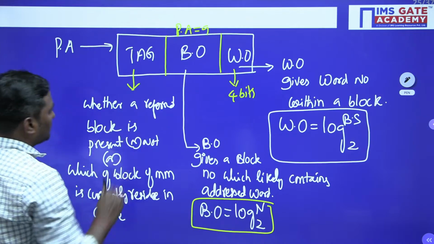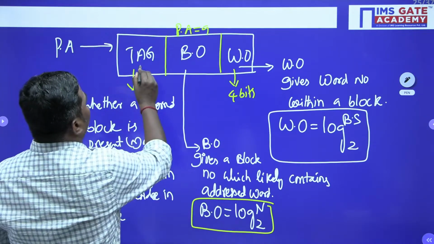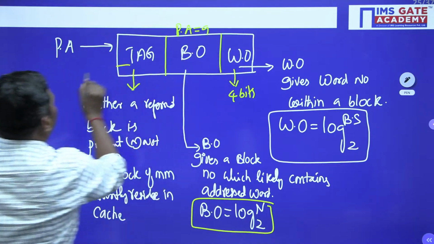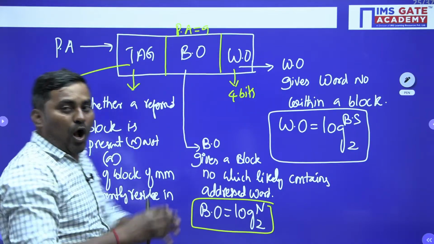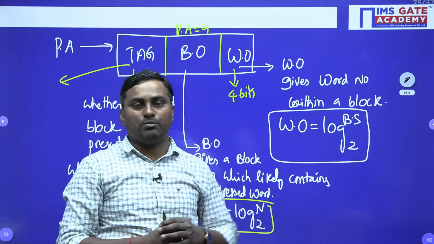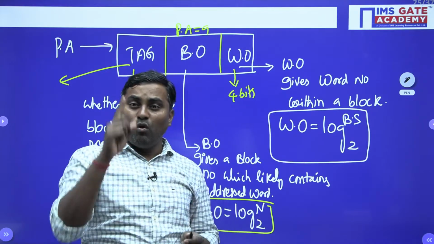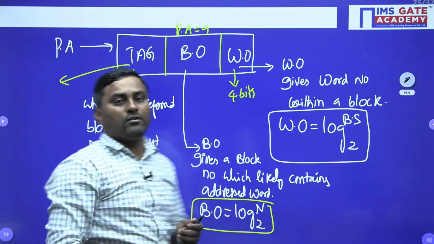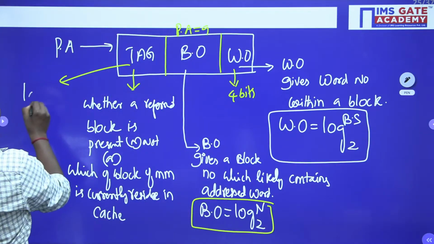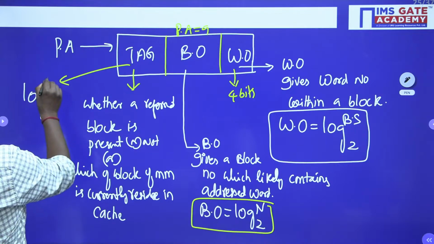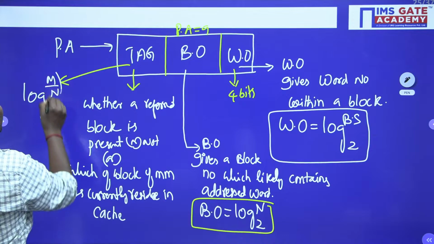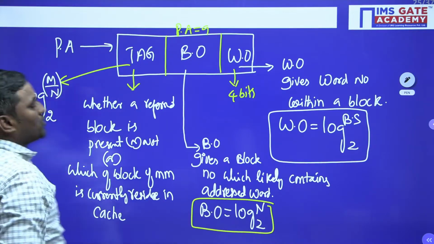So the number of bits required for the tag depends on the physical address minus these two, or you can also understand it this way: how many main memory blocks are mapping to one cache location? 8. So this gives log of M, where M is the number of blocks in main memory divided by N, base 2. This also you understand.